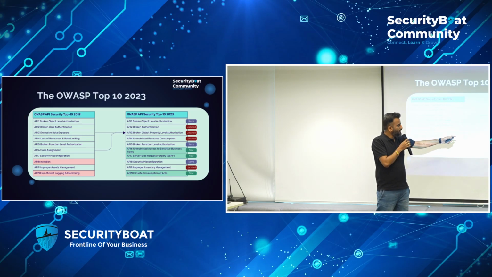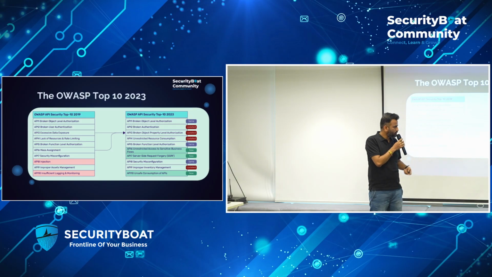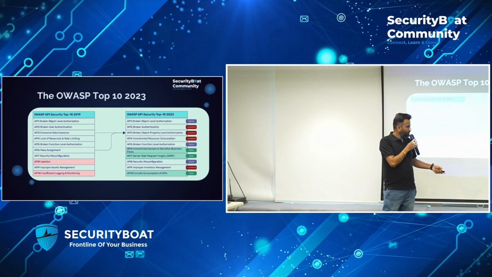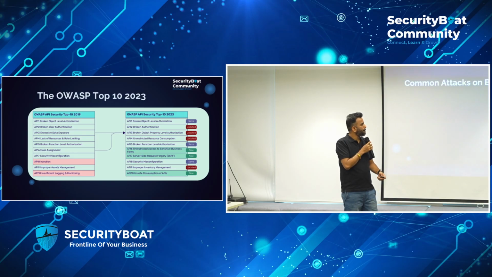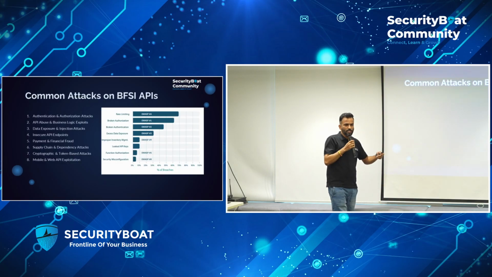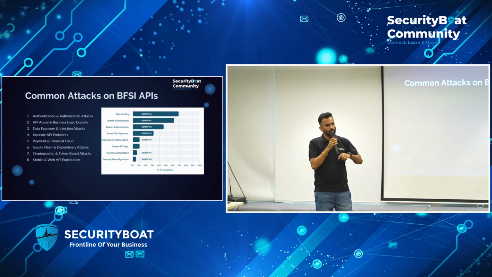Then they introduced new ones: unrestricted access to sensitive business flows, then SSRF, and then unsafe consumption of APIs. So this was the overall API security, not only related to BFSI, but related to all companies and all organizations. These are the API security risks in the OWASP Top 10.